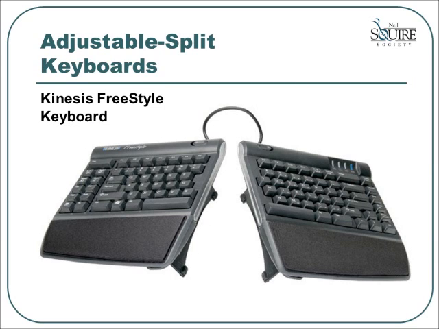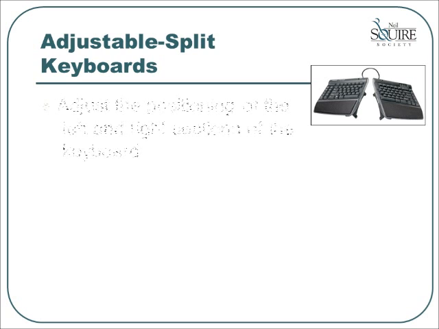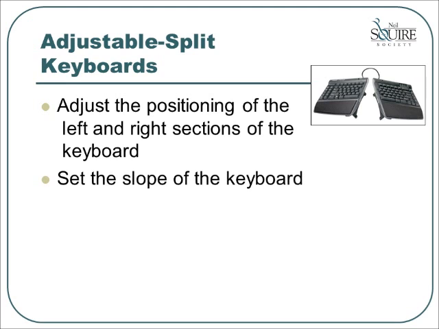The next category is the adjustable split keyboards. These keyboards are similar to the fixed split keyboards. However, they allow for the adjustment of both the angle to align to your wrists and the tenting height. With an adjustable split keyboard, you can adjust the positioning of the left and right sections of the keyboard and set the slope of the keyboard.